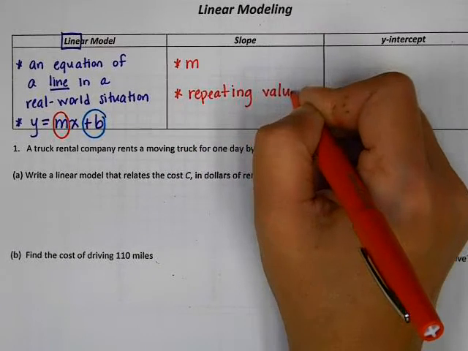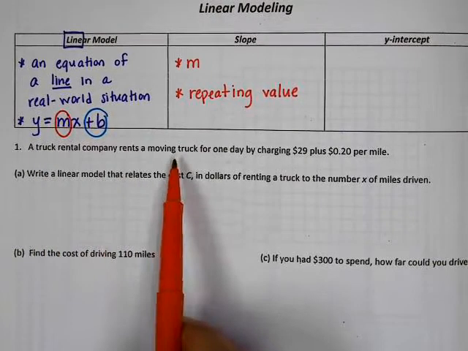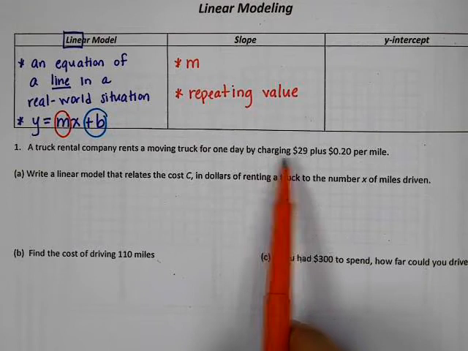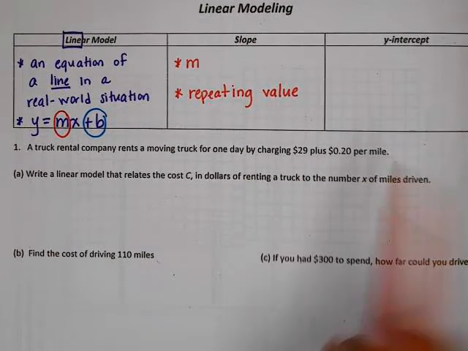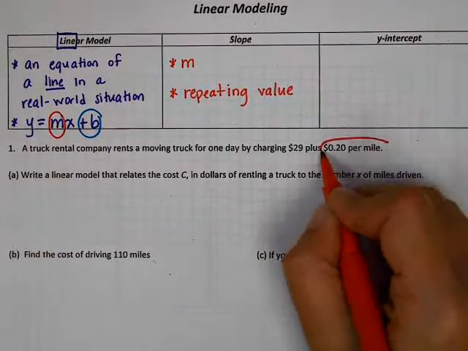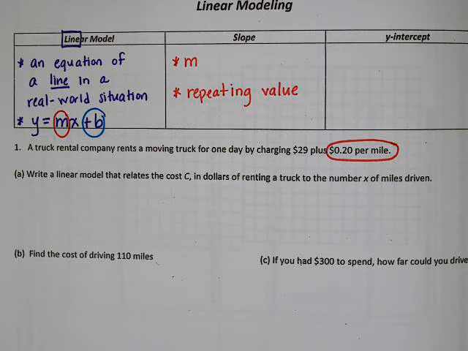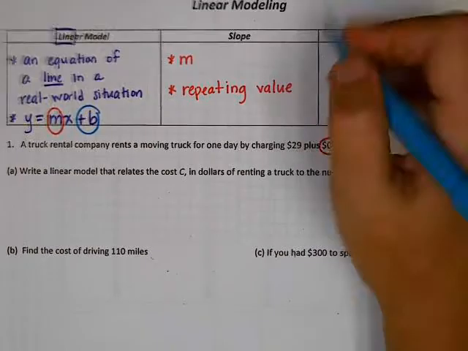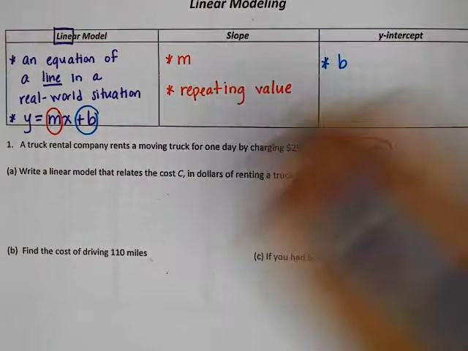For example, in this problem it says a truck rental company rents a moving truck for 1 day by charging $29 plus 20 cents per mile. Because I'm going to get charged the 20 cents over and over and over again, it's the repeating value. So that's the slope. The y-intercept in a linear model is always the b value in the equation.